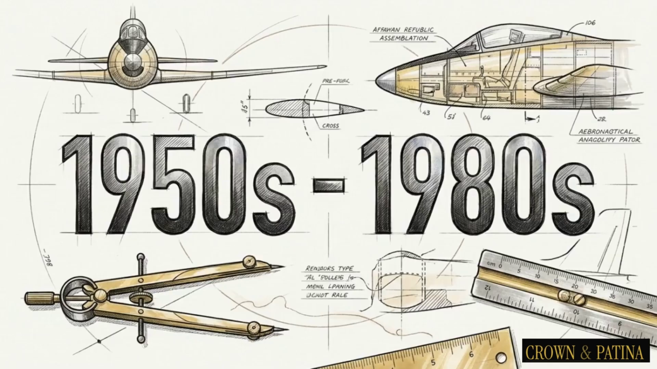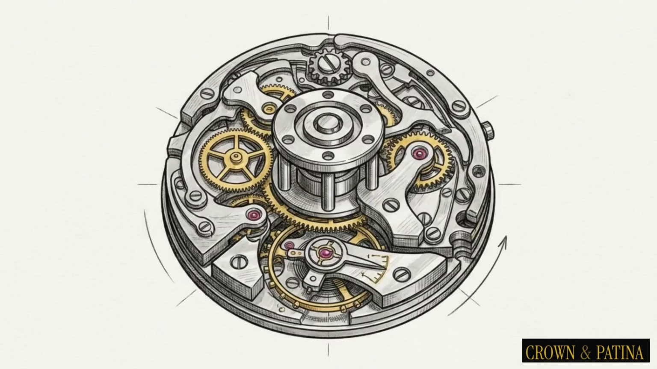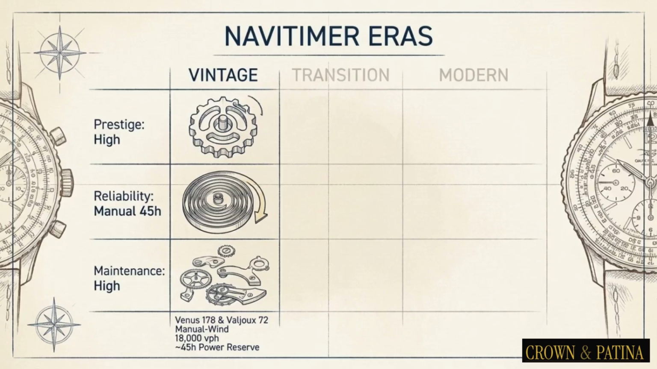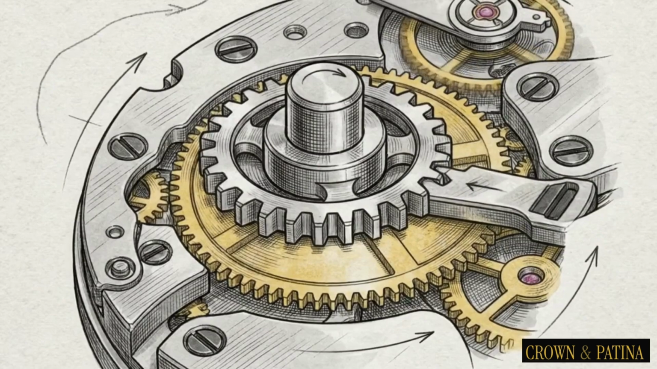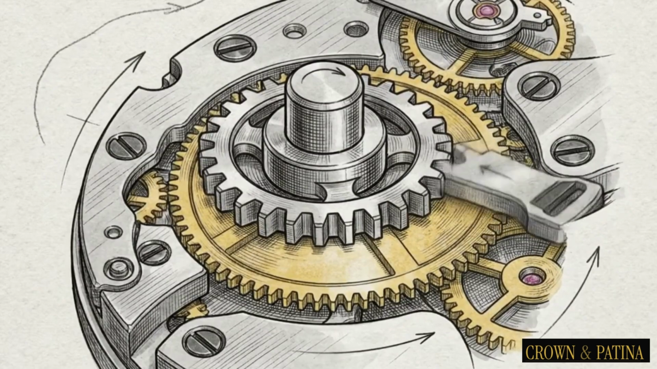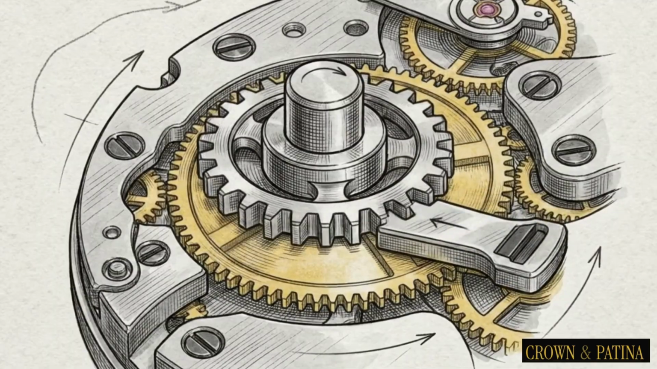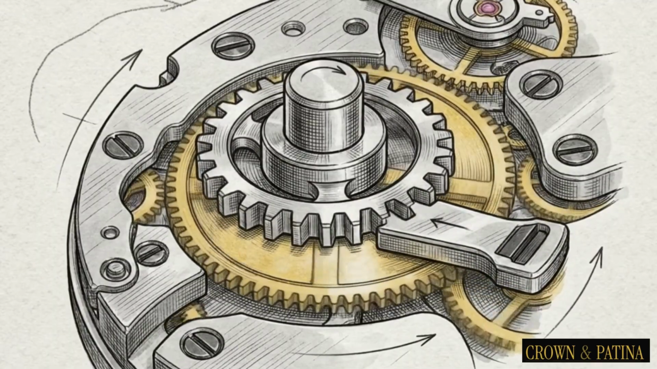When evaluating the internal mechanics, we start with the golden era, spanning the 1950s through the 1980s. These models are powered by early engines like the Venus 178 and the legendary Valjoux 72. This comparison matrix breaks down the eras. For the vintage Valjoux 72, you get a manual wind, 18,000 beat per hour chronograph mechanism offering a 45-hour power reserve. The movement utilizes a highly engineered column wheel and horizontal clutch architecture, producing a deeply satisfying tactile click every time you push the chronograph buttons.